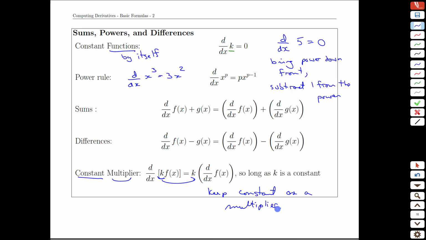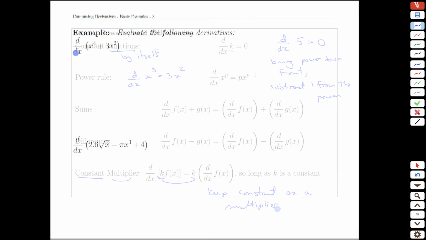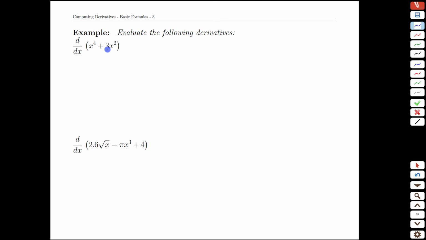This becomes much clearer when we go through some exercises and some practice. For example, we have two things added together, so we can find the derivative of one first, then add the derivative of the second term. The derivative of x to the 4: bring the power down front, and take 1 lower power, so we get x cubed, plus the derivative of 3x squared.